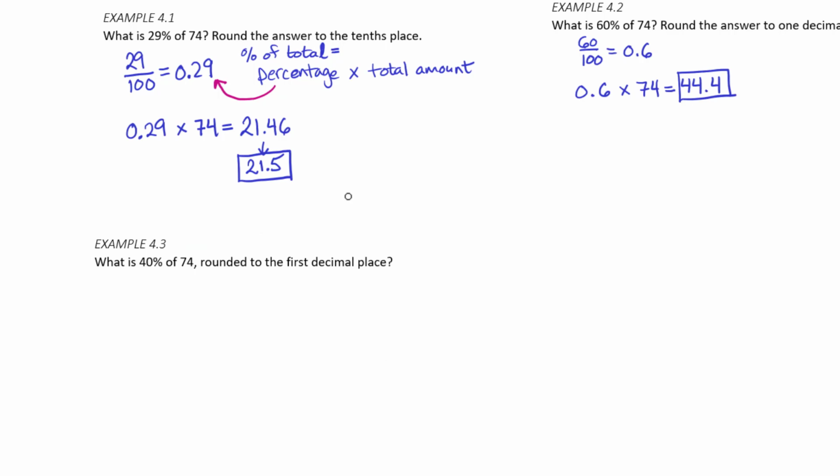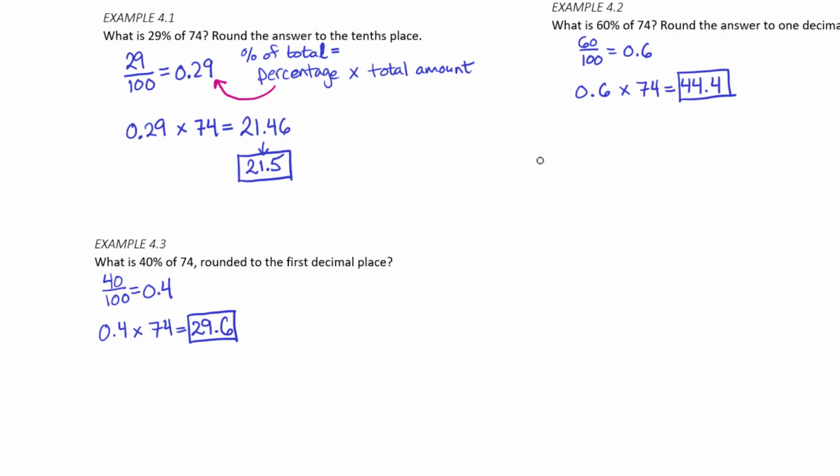Taking a look at example 4.3, we're asked what is 40% of 74 rounded to the first decimal place? We're going to actually calculate this in two ways. Let's go ahead and use this formula that we have been using. So if we want the percentage of a total, we multiply the percentage by that total amount, understanding that 40% is 40 out of 100, which is 0.4. So on the one hand, we can say 0.4 times 74 equals 29.6, and we have the answer.